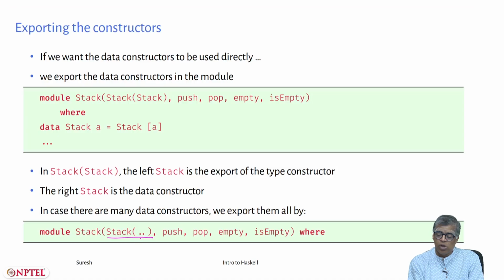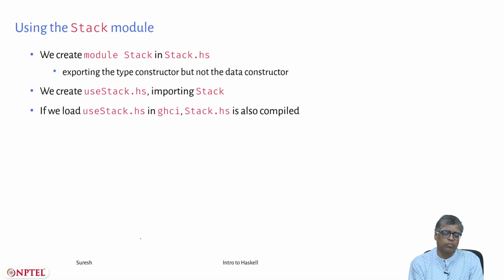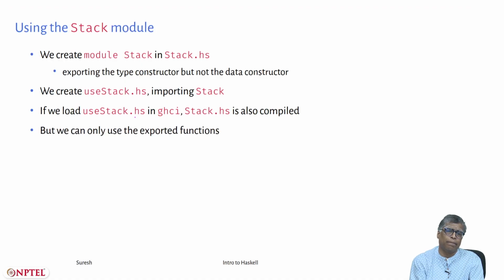Okay, so this is just some operational details. You create this module and save it in Stack.hs. You can also save another file called UseStack.hs where you import Stack, and if you load UseStack.hs in GHCi, Stack.hs is also compiled as we saw already, but we can only use the exported functions.